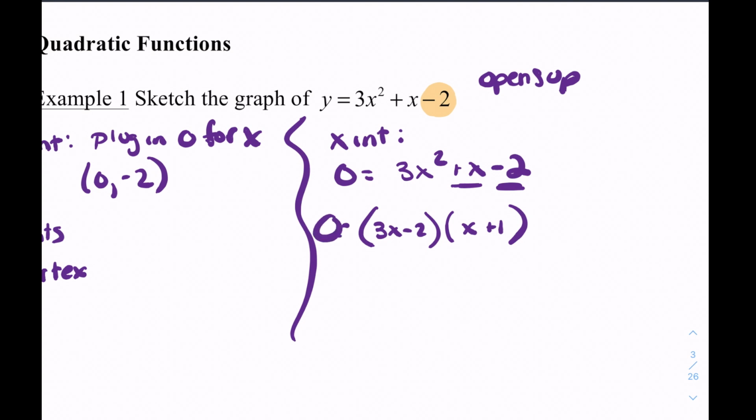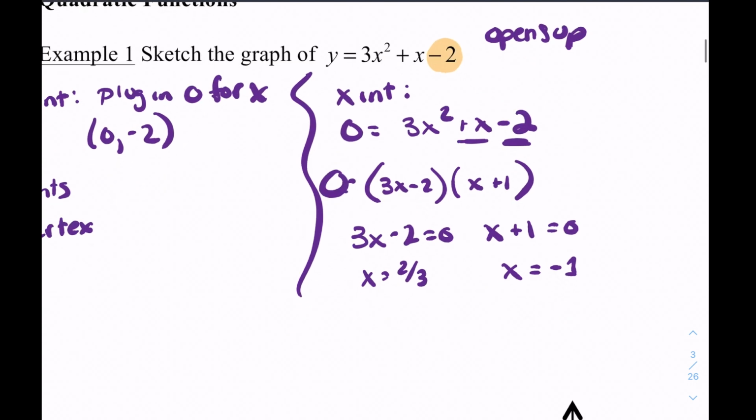That's set equal to 0, so we set each of those factors equal to 0. Add 2, divide by 3, we get x equals 2/3. And then subtract 1, we get x equals negative 1. And I would prefer if you wrote those as ordered pairs. So that would be 2/3, comma 0, and negative 1, comma 0.